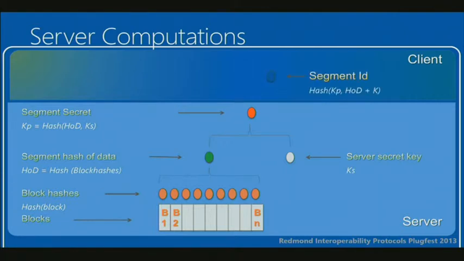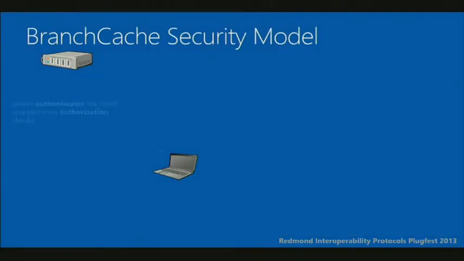So we have the ID that is based off of the segment secret and the hash of data. And then we actually pass that segment secret to the client. When the client goes to make the initial request, the server does all the authentication and authorization that it would normally do in order to figure out if the client has access to that data. The client doesn't get to request anything from peers without talking to the server first.